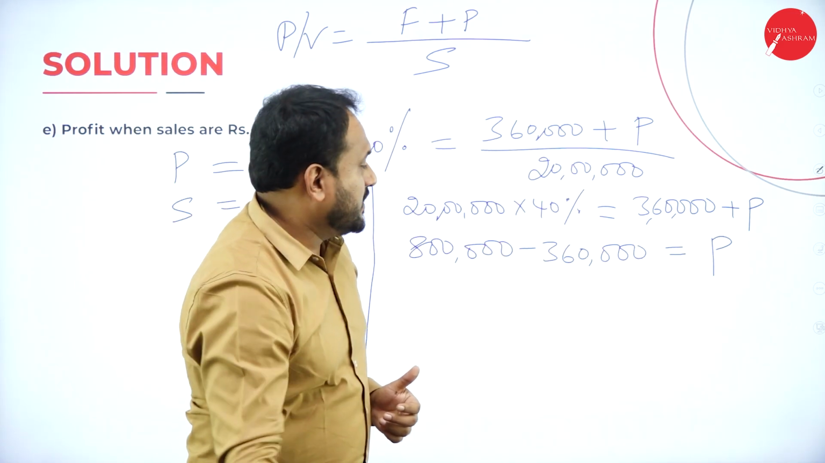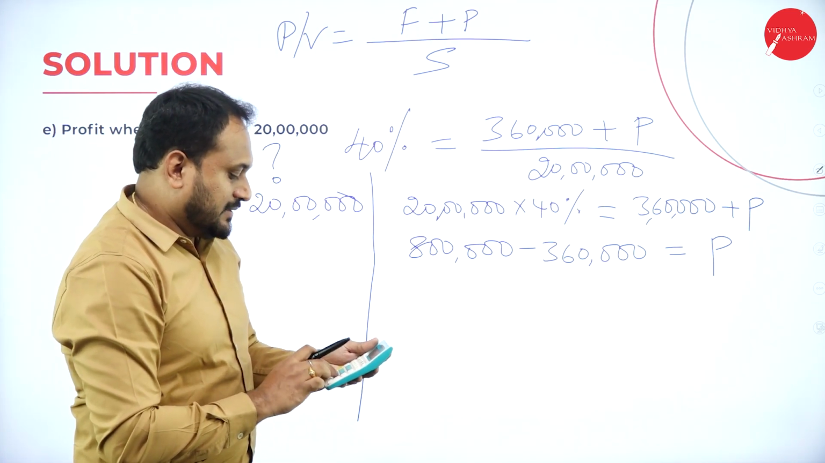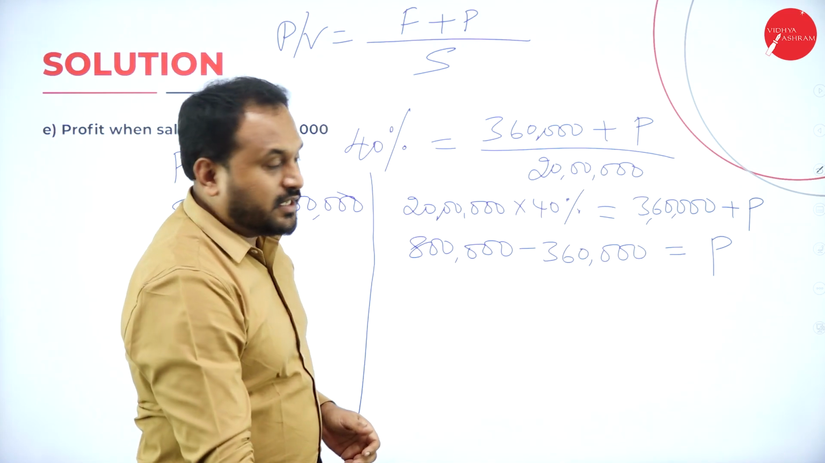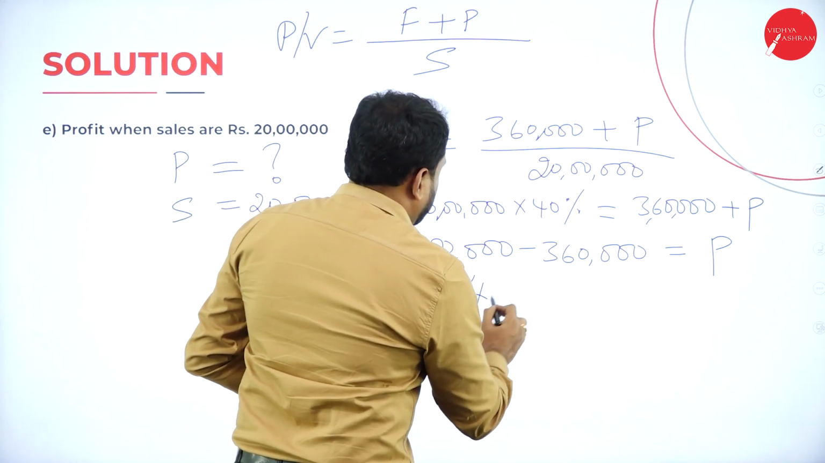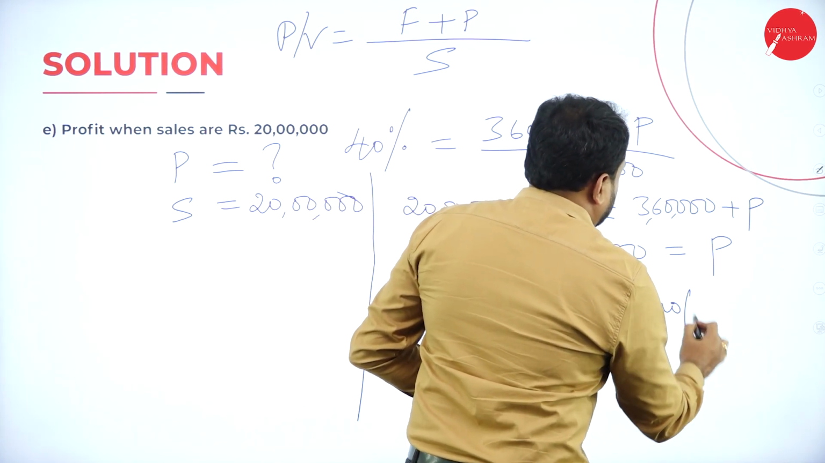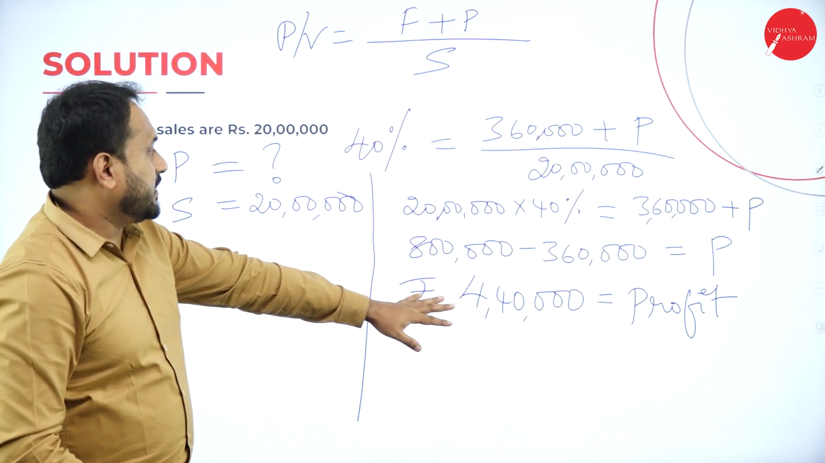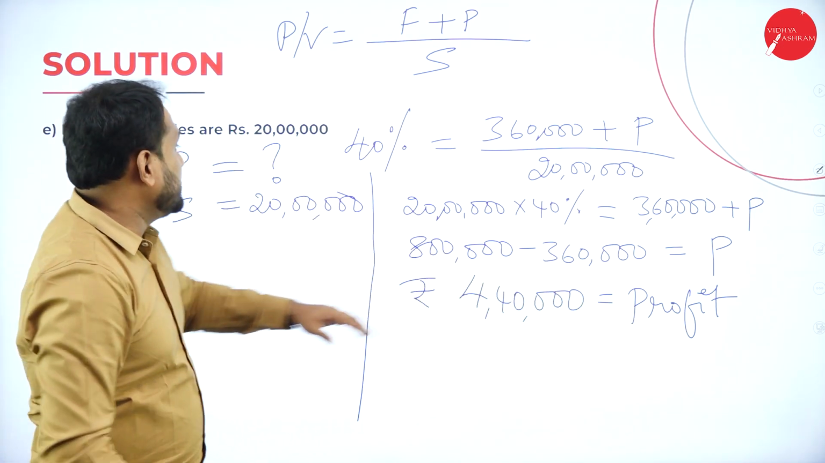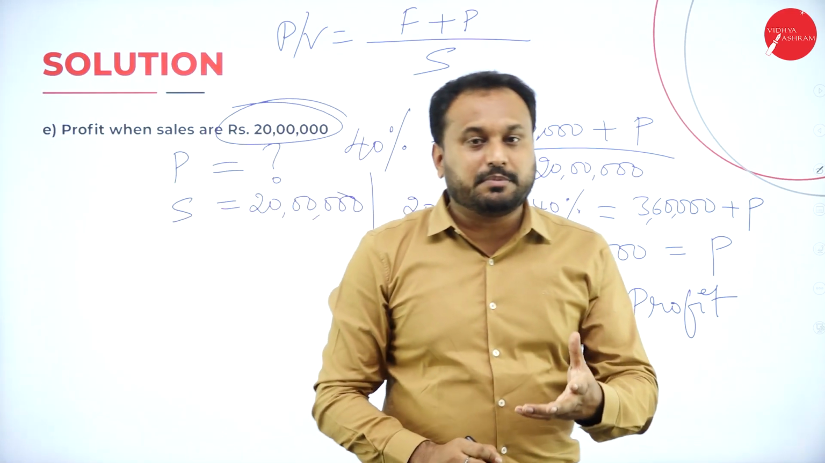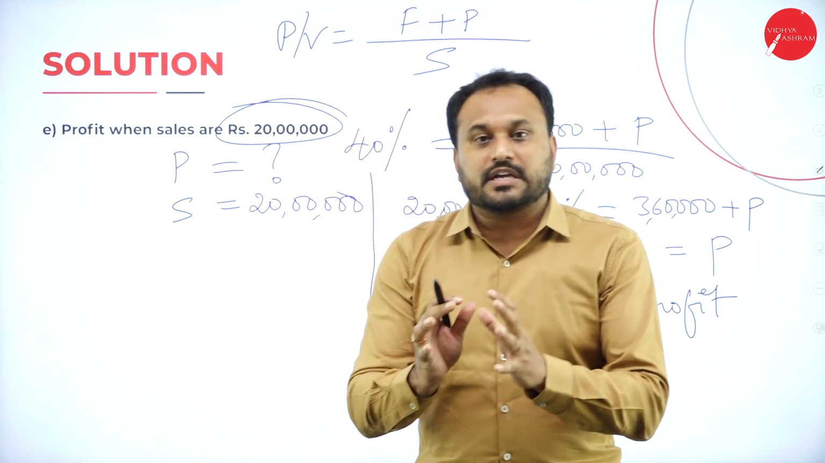Now go with this 8 lakh minus 3 lakh 60,000 is equal to 4 lakh 40,000, which is my profit. Please write rupees. Without rupees, don't go with anything. Rupees 4 lakh 40,000 is the profit. That means whenever we have 20 lakh rupees as sales, the profit will be 4 lakh 40,000 rupees. So this is how we are supposed to solve.